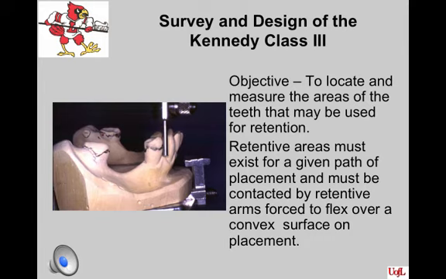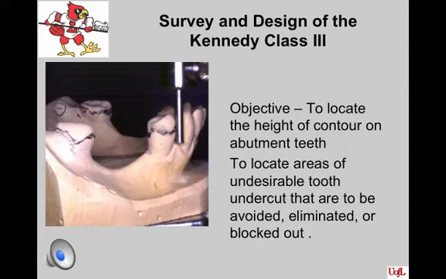An important objective is to locate and measure the areas of the teeth that may be used for retention. Retentive areas must exist for a given path of placement on all the abutments and must be contacted by retentive arms that are forced to flex over a convex surface during placement. To continue on with our objectives, we must locate the height of contour on the abutment teeth and locate areas of undesirable tooth undercut that are to be avoided, eliminated, or blocked out by the laboratory technician.